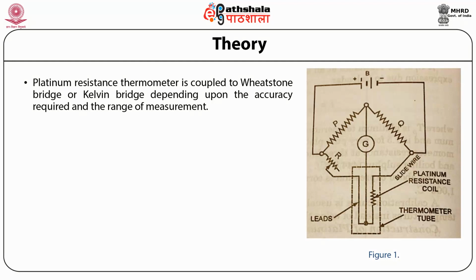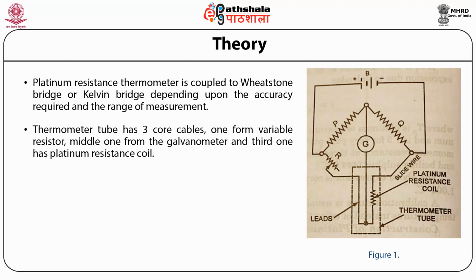Platinum resistance thermometer is coupled to a Wheatstone bridge or Kelvin bridge depending upon the accuracy required and the range of measurement. The modified circuit for resistance thermometer is given in figure 1. Thermometer tube has 3 core cables. One forms the variable resistor, the middle one the galvanometer, and the third one has the platinum resistance coil.